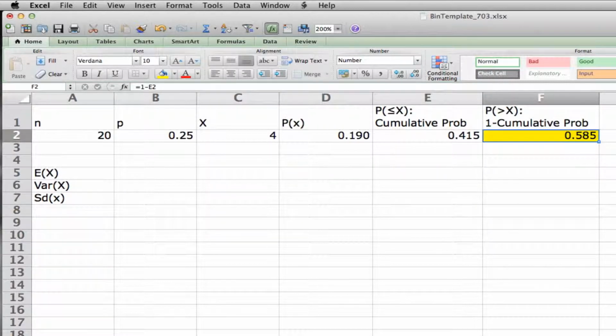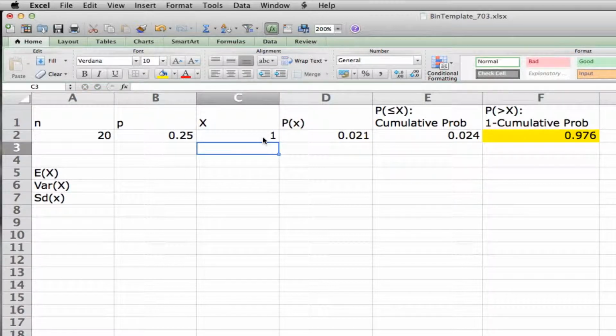All right, so let's do a couple more problems. Let's do parts B, C, and D. Compute the probability that at least 2 of the investors have exchange traded funds in their portfolio. At least. Now, that's the crucial word here. So if we're talking about at least 2 or more, that's the probability that x is greater than or equal to 2, which is the same as saying the probability that x is greater than 1. So what I'm going to do here is for x, I'm just going to type in 1 and hit return. And the answer should be 0.976.